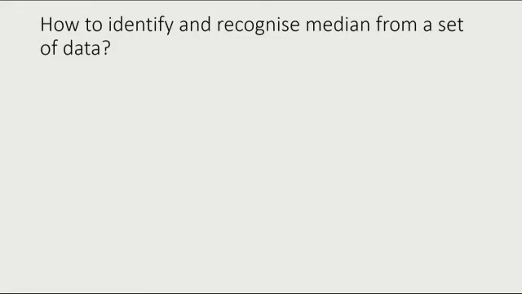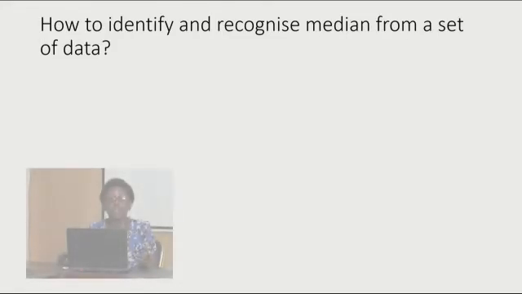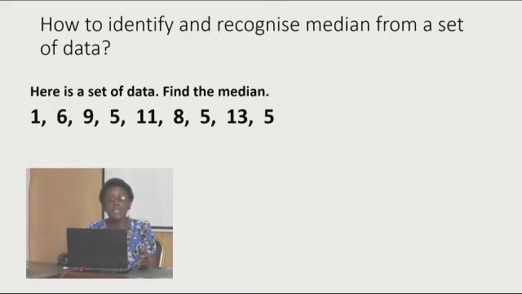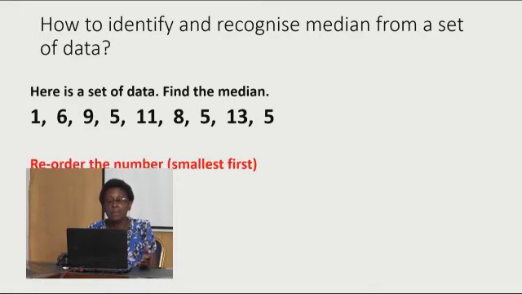Okay? How would you identify, recognize the median from this set of data? Here they are: 1, 6, 9, 5, 11, 8, 5, 13, and 5. How would you find the median, the middle number? So what you have to do is reorder the numbers. I've started with the smallest.